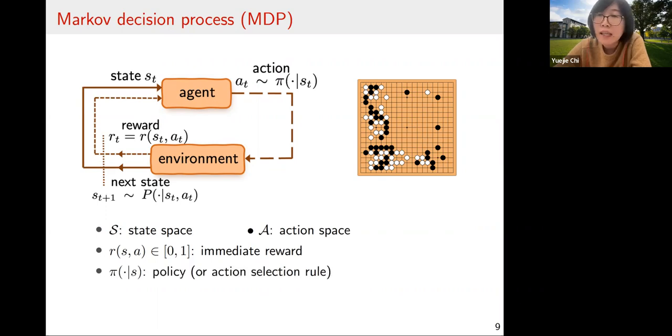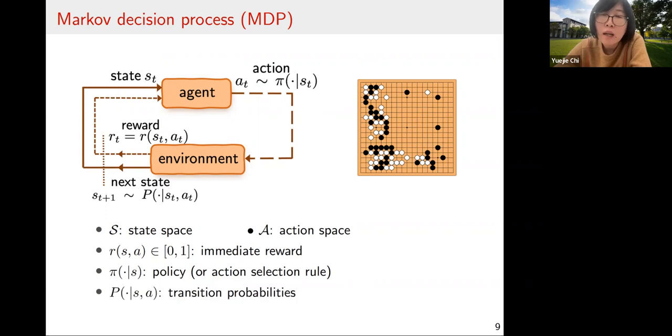The goal of the agent is to come up with a policy which tells the agent how to make decisions. So the policy is a probability distribution over the action space for any given state. For any configuration of the environment, the agent will select an action according to the distribution of this policy. This is sometimes also called the action selection rule. And a deterministic policy can easily be subsumed in this case by just making this distribution a singleton.